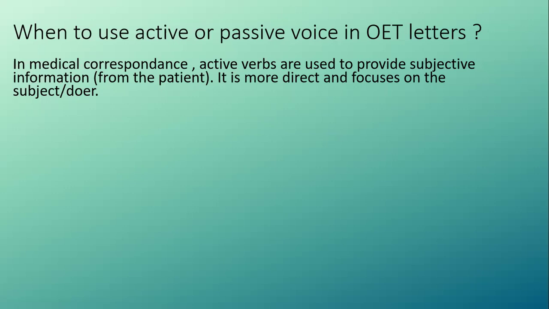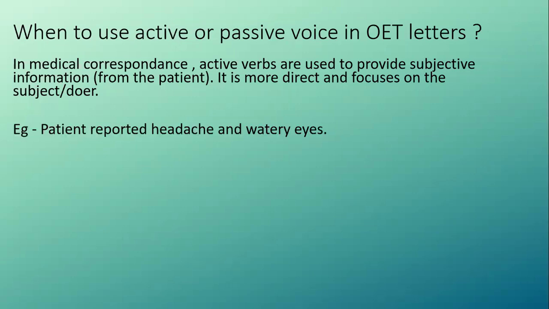Now, what is the subject or the doer of the action, you may think? For that, I will show you an example here. This one says: patient reported headache and watery eyes. Patient is the subject here because they are the ones doing something. They are reporting something. So, reported is the action, the verb here, and who is doing that action? Patient. So, patient is the subject or the doer of the action, and they reported headache and watery eyes.